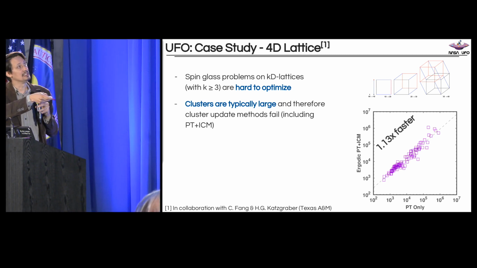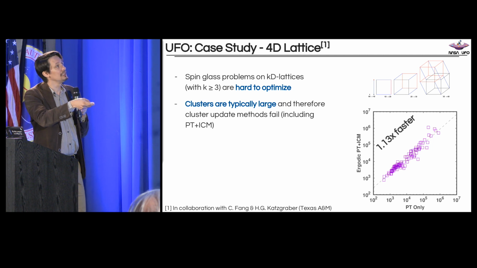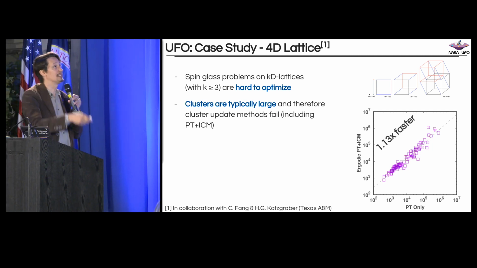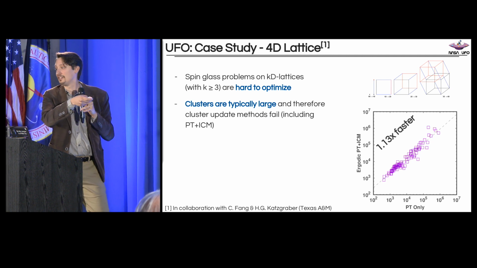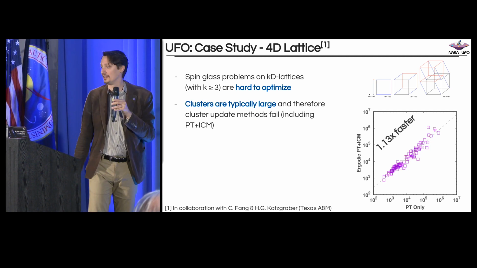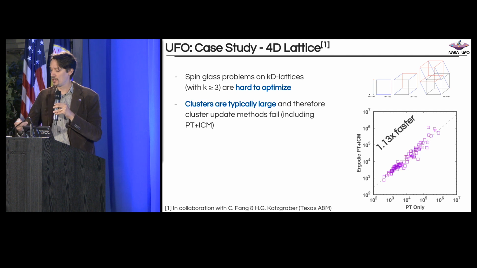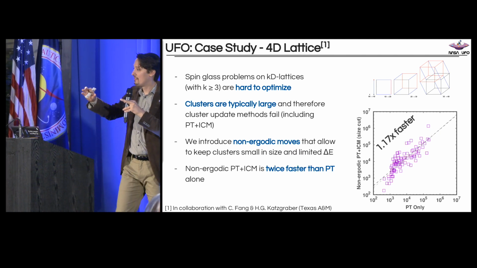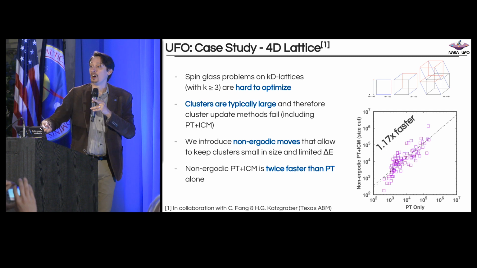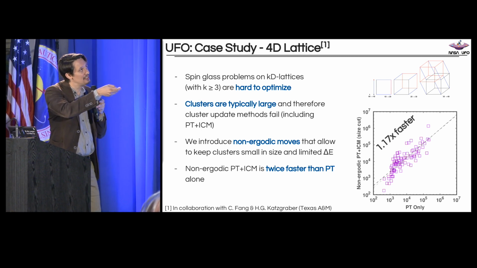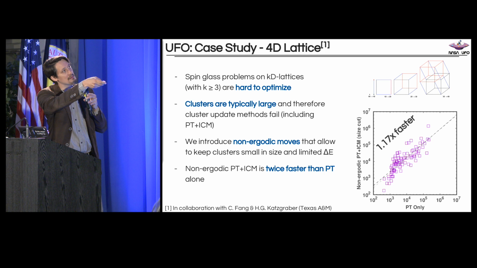So here, every point is an instance, and I'm using two different algorithms, either parallel tempering only, or the ergodic PT plus ICM. As one can see, using PT plus ICM is slightly faster, it's 13% faster, but you have a large overhead. One can think, well, why don't we cut the sides of the clusters? Maybe this helps. This helps, but now, since you have a cluster which is truncated, it's not isoenergetic anymore, but non-ergodic. And now, yes, it's a little bit better. It's 17% faster, but actually it doesn't change much if you look here. So the two lines are the same.